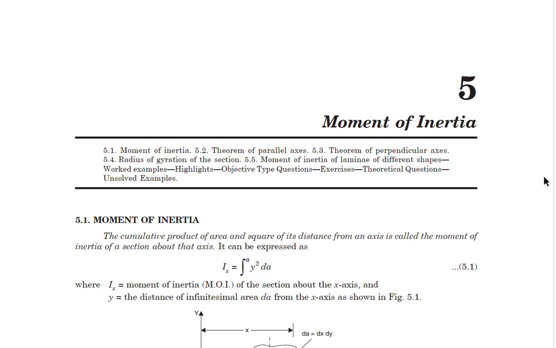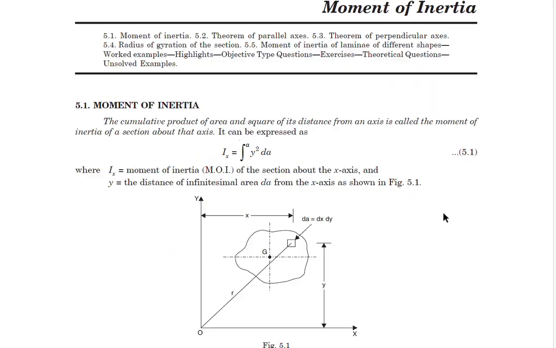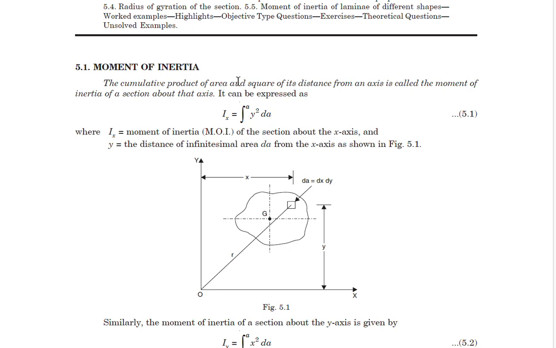Okay, dear students, let us now discuss the next topic, which is moment of inertia. In this, we will be discussing first of all about the moment of area. The moment of inertia is basically the cumulative product of area and square of its distance from an axis, and this is given by this equation.